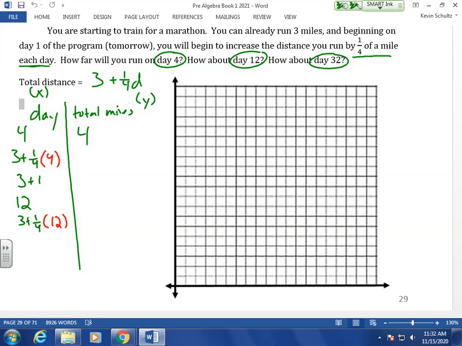And so order of operations, we're going to multiply first. 1/4 times 12, or 1/4 of 12, is 3. Okay? So after 12 days, we've increased our distance by 3 miles, and we can go a total of 6.